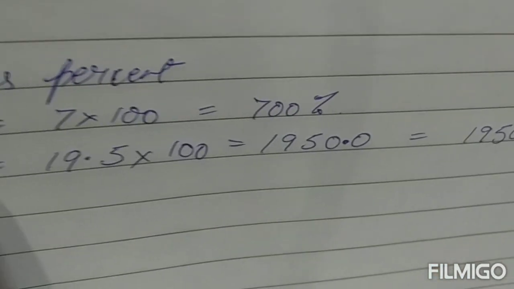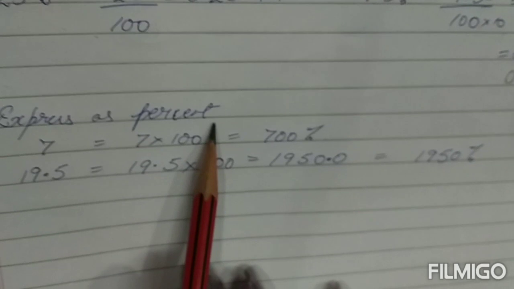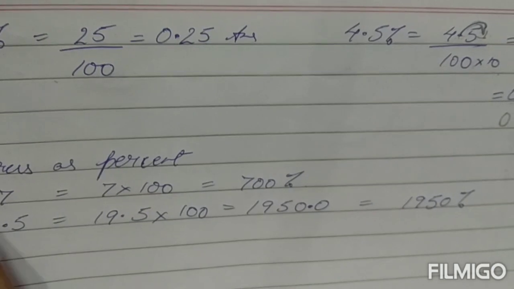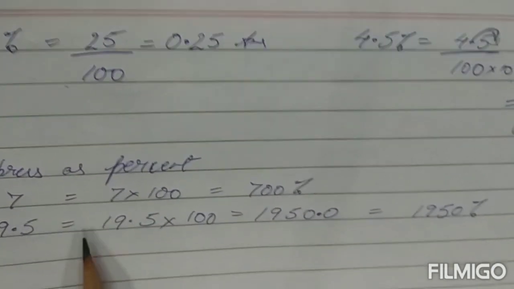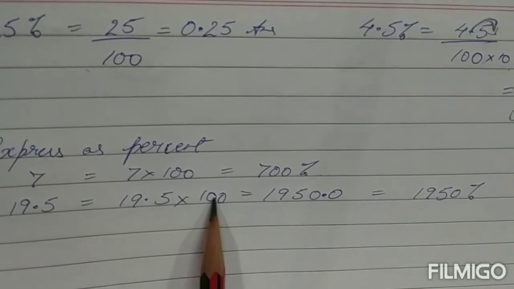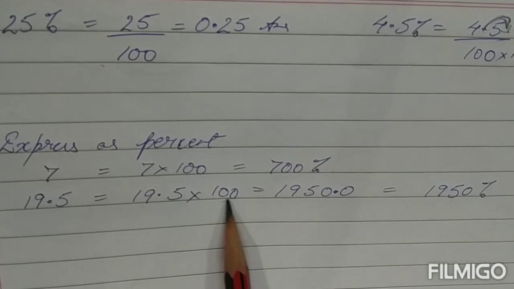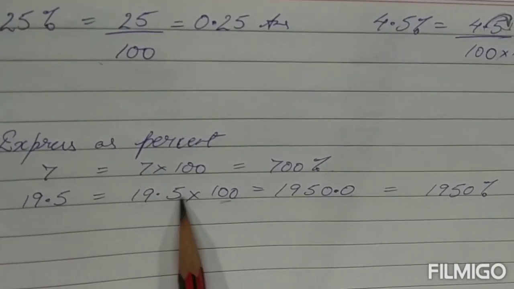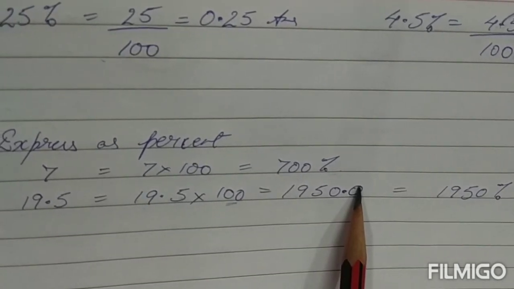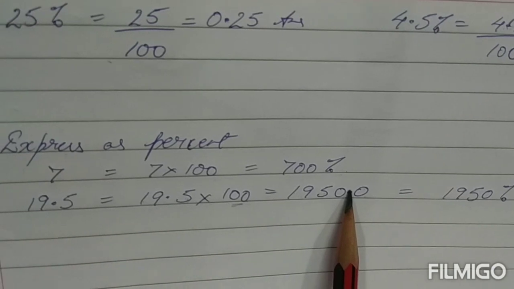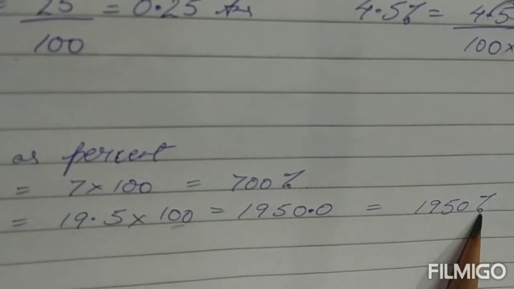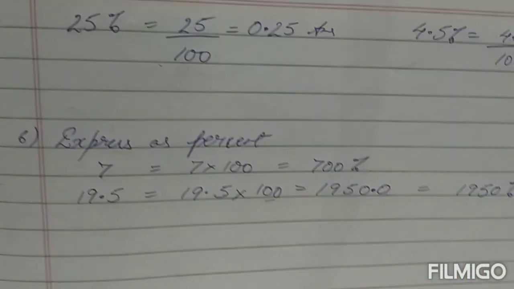The last question of the exercise is to express as percent. 7 as percent means 7 into 100, 700%. 19.5 as percent means 19.5 into 100. Now again, 19.5 into 100 will be written as 195, and how many zeros? 2 zeros. After how many places the decimal is put? After 1 place. So in the answer also I will count 1 from here and I will put a decimal. So my number becomes 1950%. So with this we come to an end of the very first exercise.